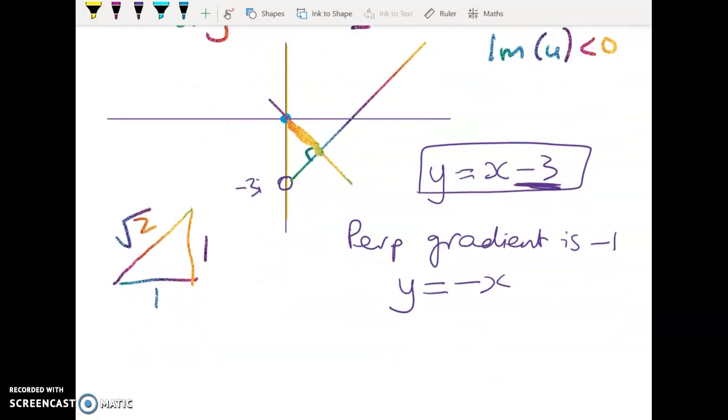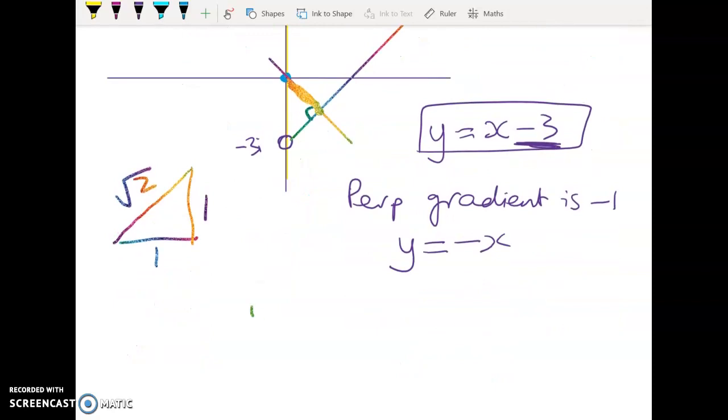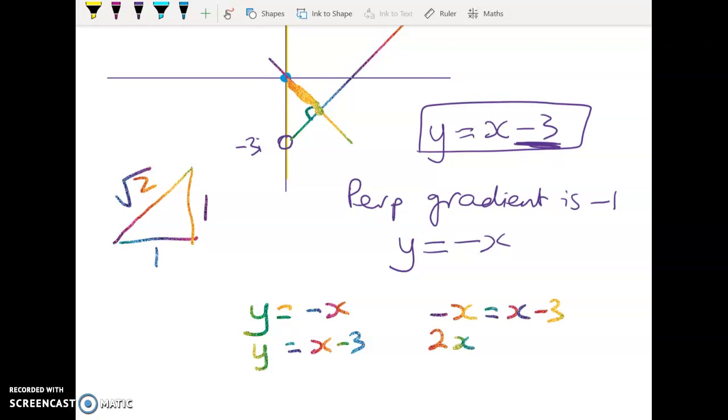But as I said, I did it using coordinate geometry. So we're finding the intersection of y equals negative x, and y equals x minus 3. That gives us negative x equals x minus 3, or 2x. Which way am I going? 2x equals 3, so x is equal to 3 over 2, and y is equal to negative 3 over 2. Right, so the coordinate geometry method is good because it will work on more complicated problems.